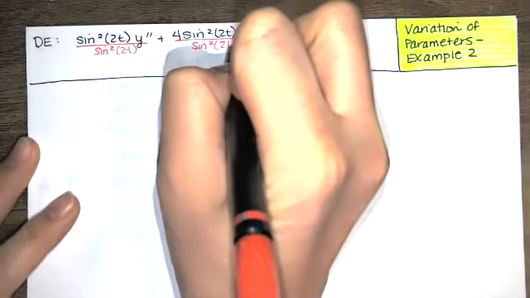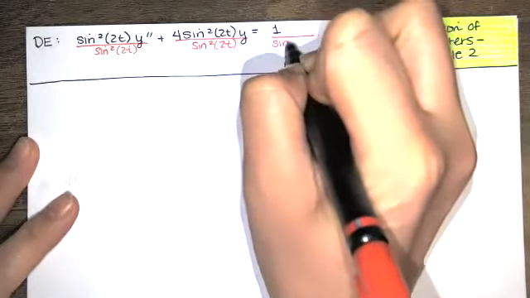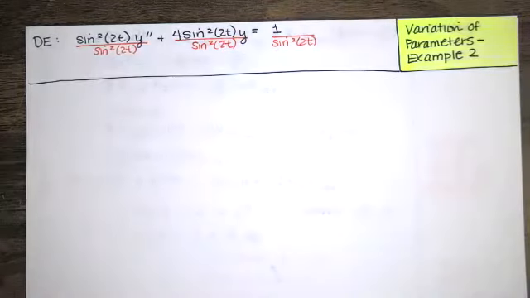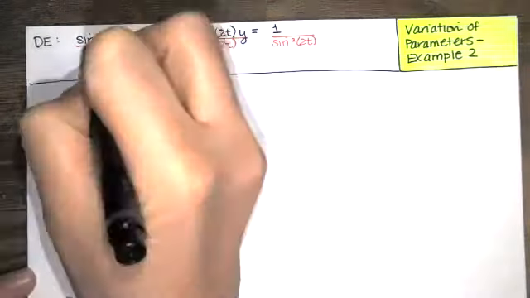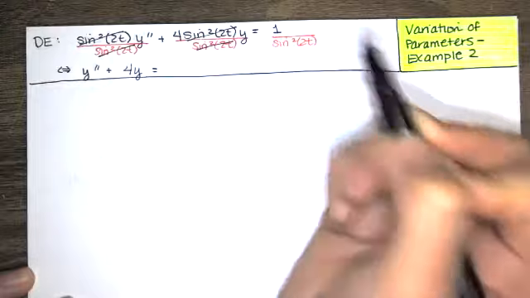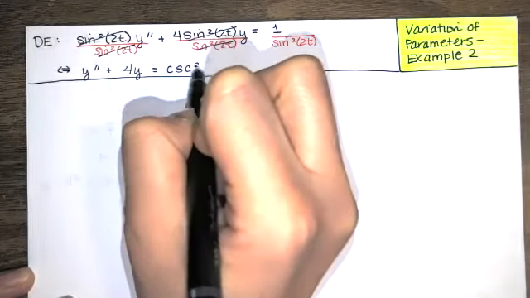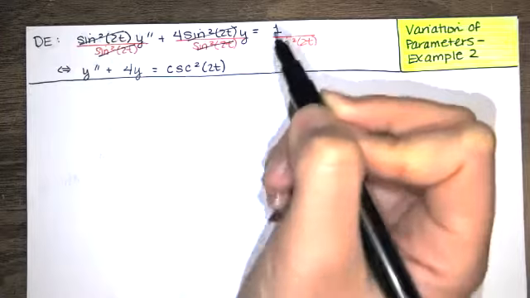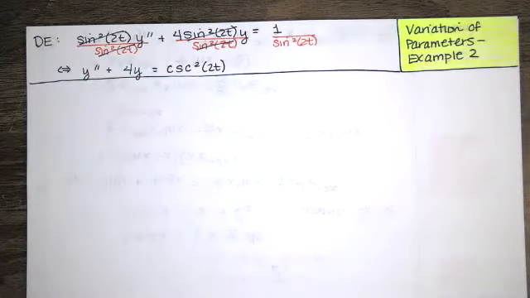And watch what happens. These guys reduce, and we just end up with a y double prime there. And then these guys reduce, and we just end up with a 4y there. And on the right-hand side, we end up with a cosecant squared of 2t. So after some algebraic manipulation, we see that the differential equation can be written in this form, and the corresponding homogeneous equation has constant coefficients.